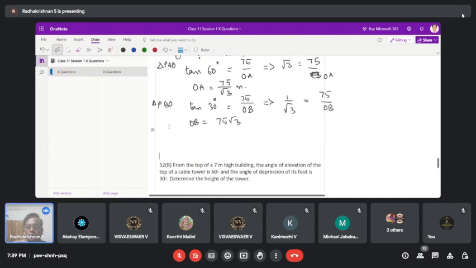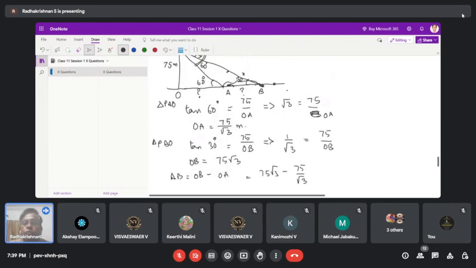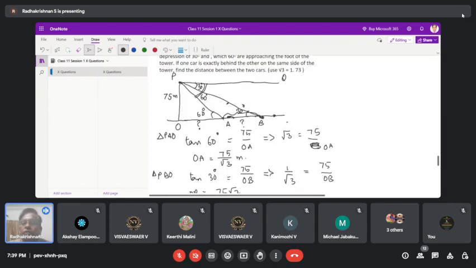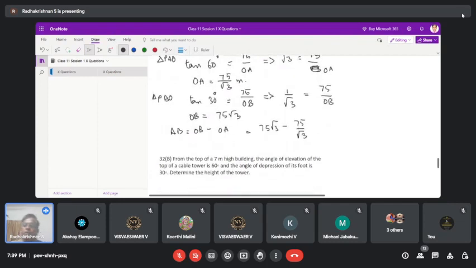Yes, sir. AB equal to OB minus OA. So 75 root 3 minus 75 by root 3. So you have to substitute that root 3 equal to 1.73. And simplify this.